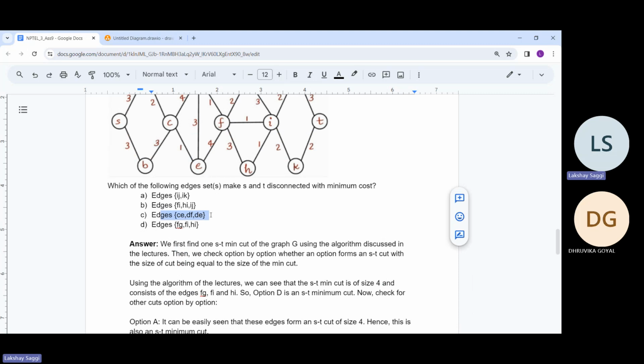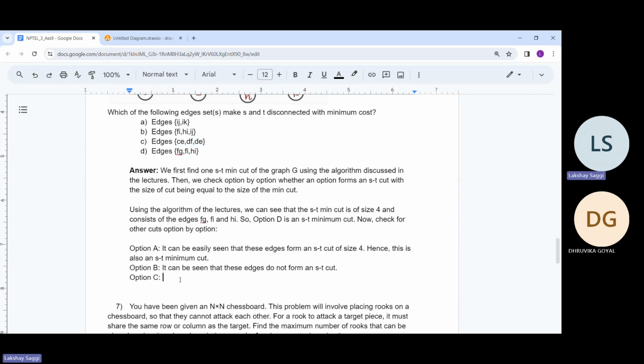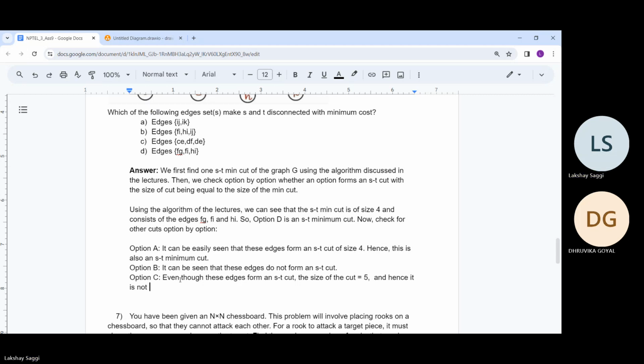So even though these edges form an ST cut, they are not forming an ST minimum cut because the minimum cut has a size of 4, but these edges form a cut of size 5. Hence it is not an ST min cut, as the size of the min cut is equal to 4. And why was this 4? We had already got this using the algorithm from the lectures. So maybe I should write this down, that you guys should verify this yourself.